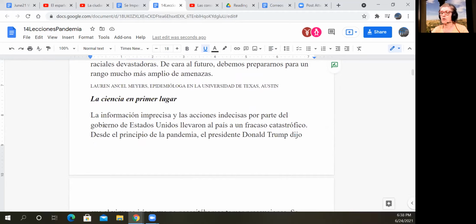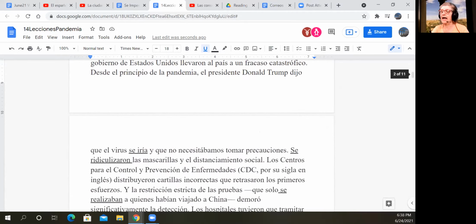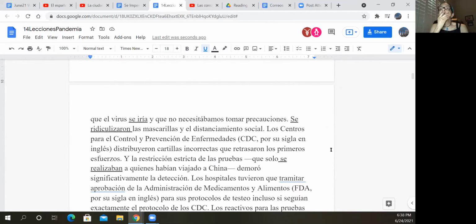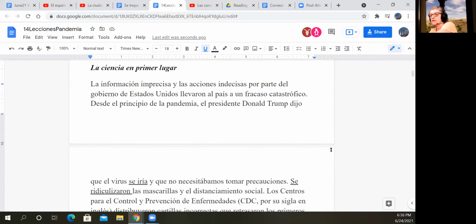La ciencia en primer lugar. Un fracaso catastrófico. Okay. Aquí. Se iría. Se iría. Would go away. Y la frase entera es, desde el principio de la pandemia, el presidente Donald Trump dijo que el virus se iría, that the virus would go away. Irse es también reflexivo aquí, no es impersonal, se iría, it would go away. And irse just tags on that idea of take off or go away. It tags on the idea of away.